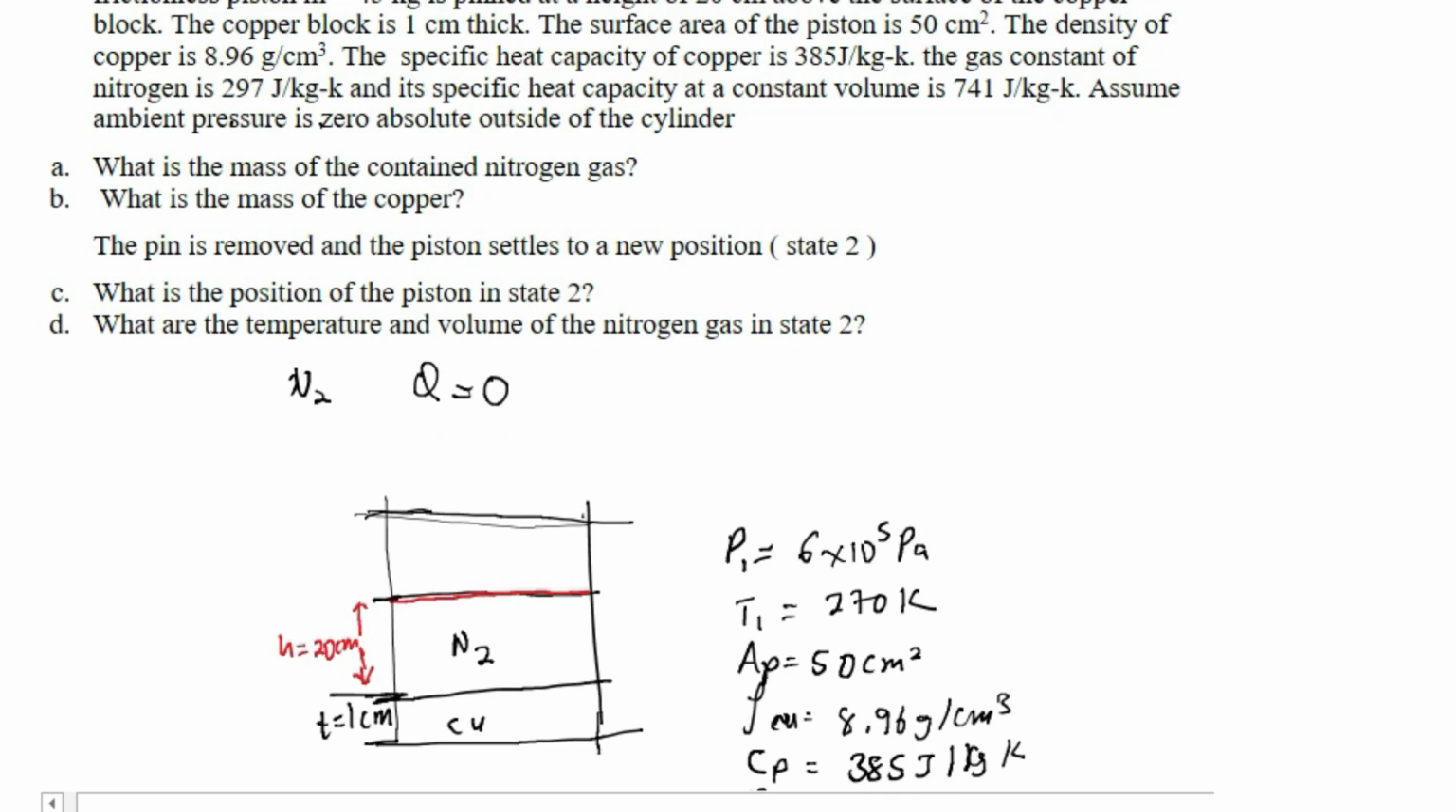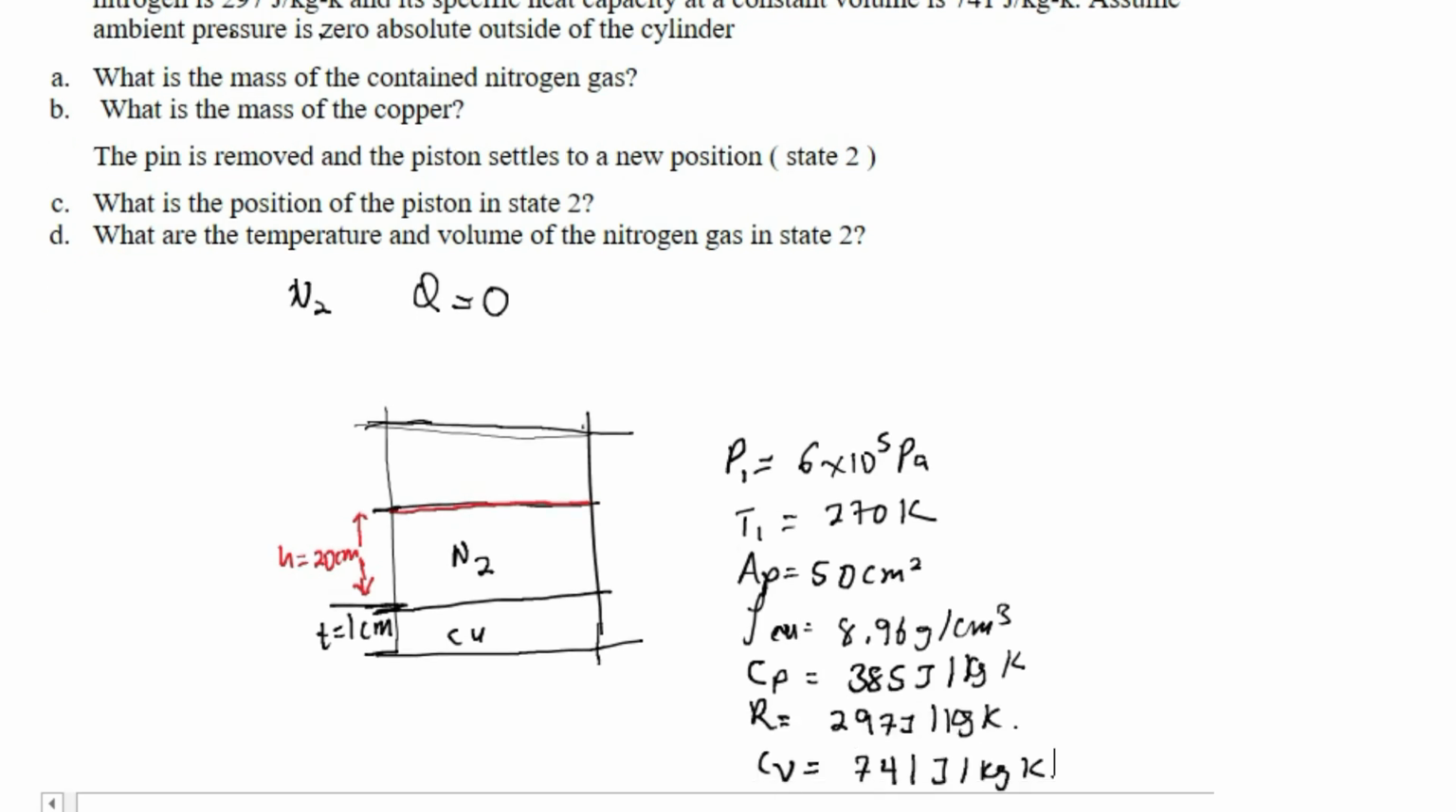Now assume ambient pressure is 0, absolute outside the cylinder. So we are asked to evaluate the mass of the contained nitrogen gas. Again, to find the mass of the copper, and then when the pin is removed and the piston settles to a new position, that is at state 2, we are asked to find the position of the piston in state 2 and the temperature and volume of the nitrogen gas in state 2.